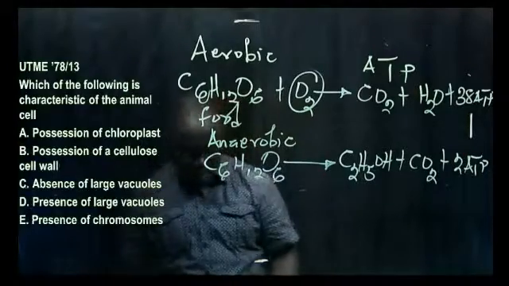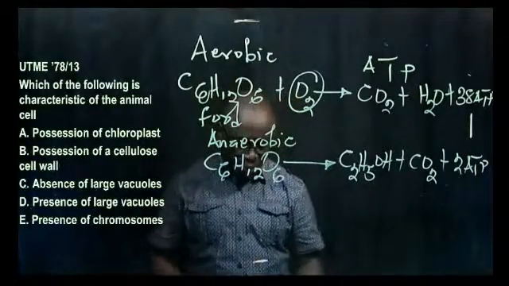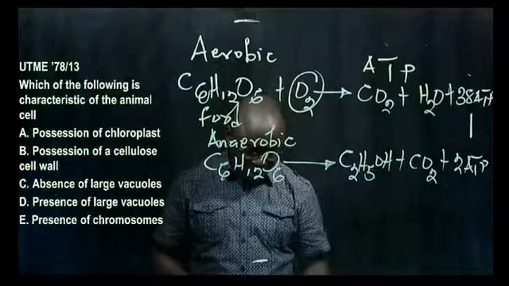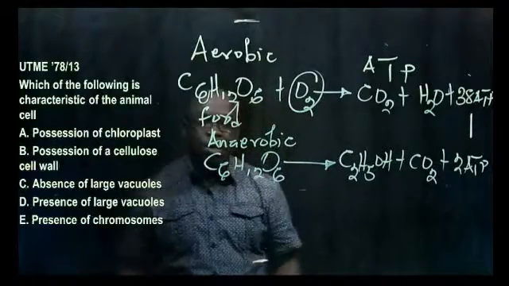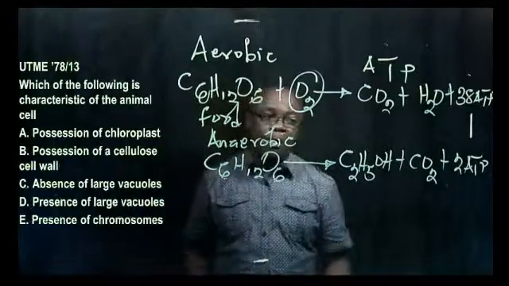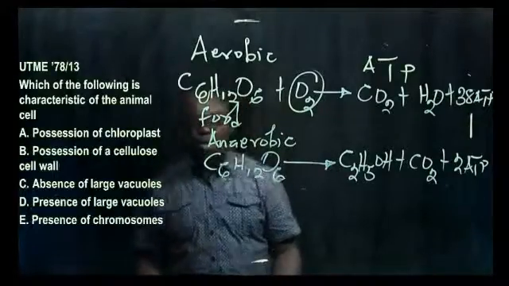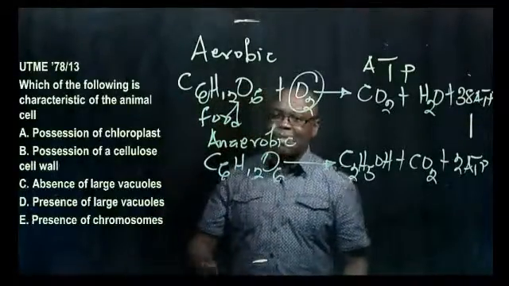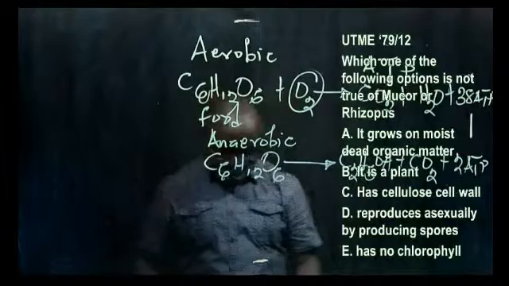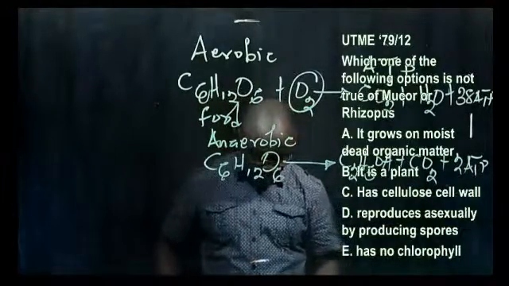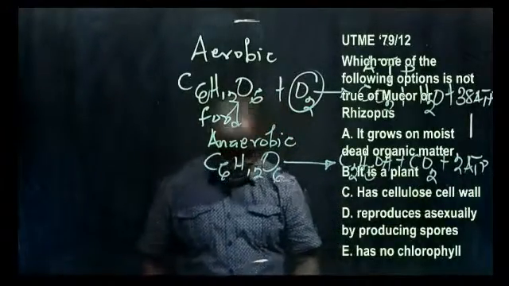Now, it couldn't have been option A, possession of chloroplast. That's a feature for plant cells. Option B, possession of cellulose cell wall, that's plant cells. Then if you take a look at option E, chromosomes, they are hereditary structures which could be possessed by both plants and animal cells. Okay, now the next question, it's gotten from JAM 1979 number 12.